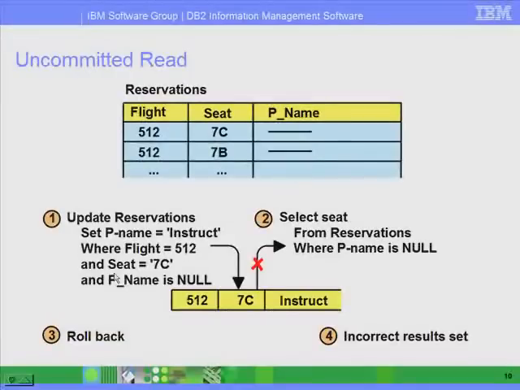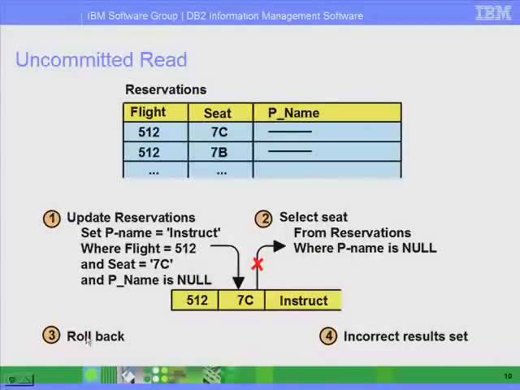Now moving on to the next type of problem, we have uncommitted read. Using the same example, I'm doing an update so that I want to update the first row, so that now the passenger name is instruct, but then comes the other application and issues a select statement where p name is null. Given that the first one now is not null because it's saying instruct, it will only pick the second row, which is the one that has a 07B.